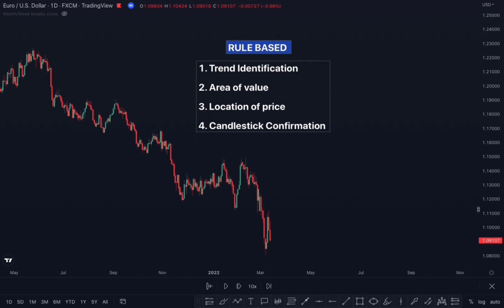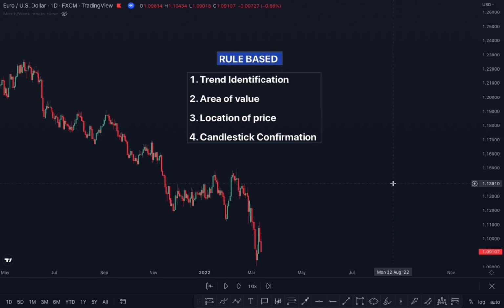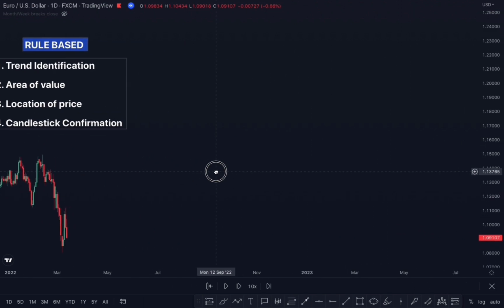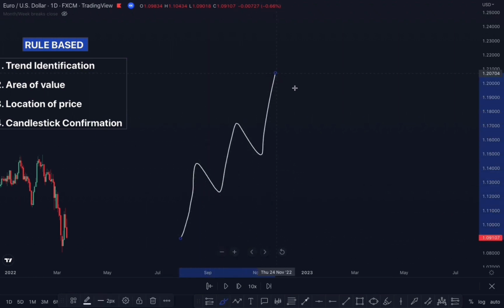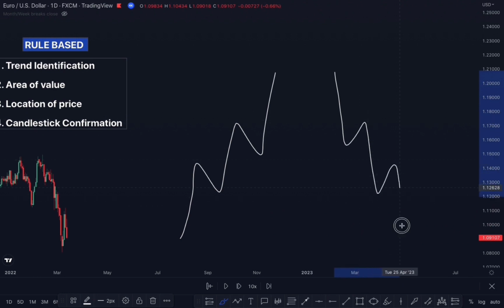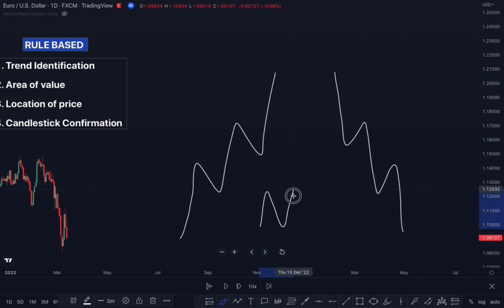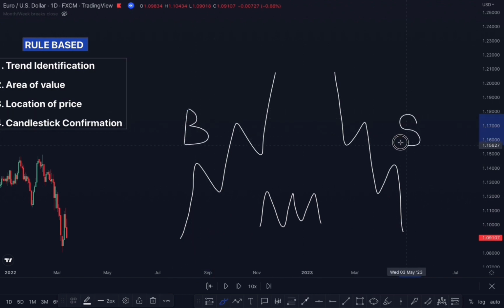So the first thing we're going to look at is trend identification. As a trader, you want to identify the trend of the market. You want to know whether the market is going up, or is a bearish market, or is a sideways market, right? So for this strategy, we're just going to focus on the trending market, that is the uptrend and the downtrend. So we're going to be looking for buying opportunities on the uptrend and also selling opportunities on the downtrend.